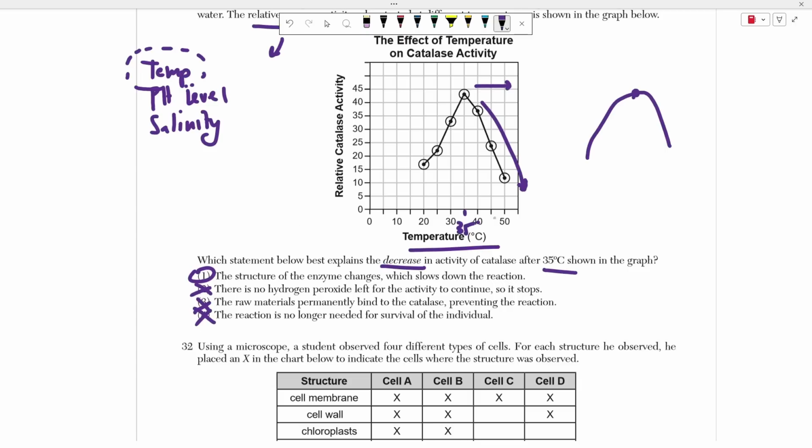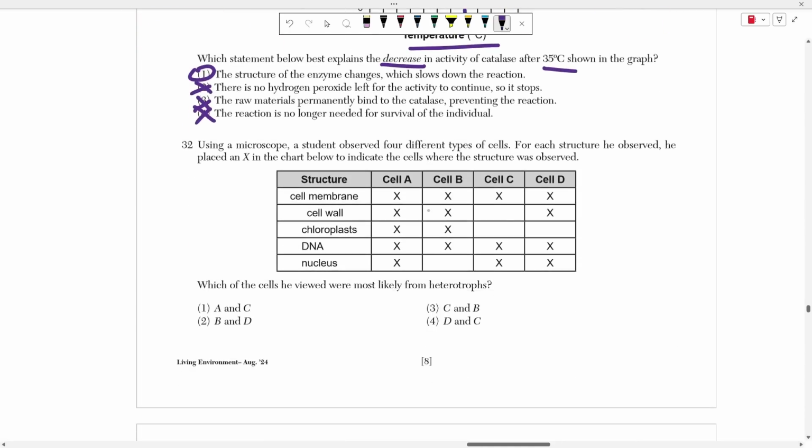All we know is that after 35 degrees Celsius, the productivity goes down. And almost always, whenever you're dealing with an enzyme, the reason why that productivity goes down is because high temperatures change the shape of the enzyme. It makes them denature.